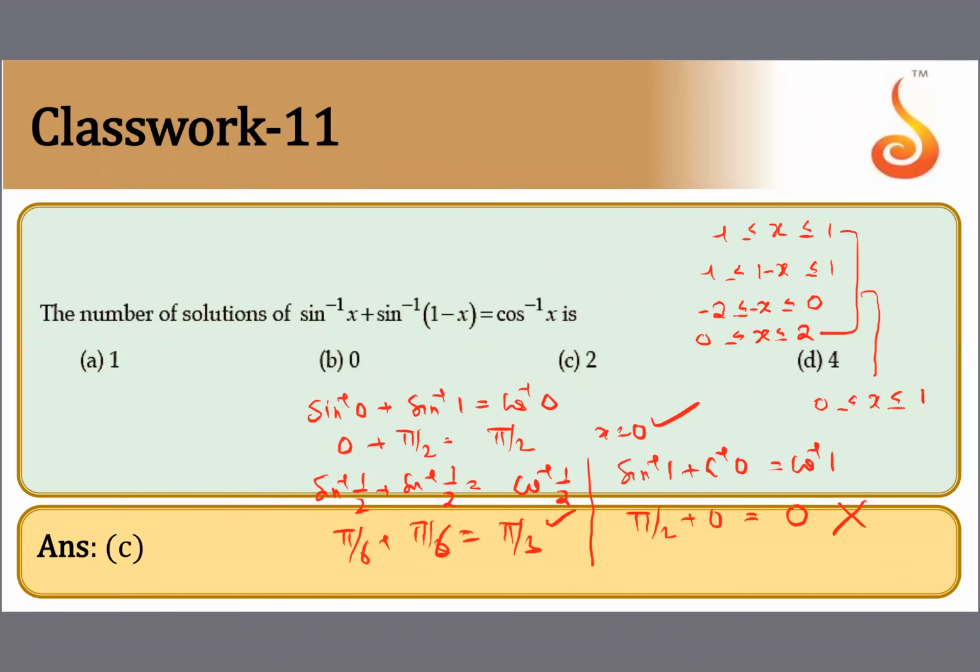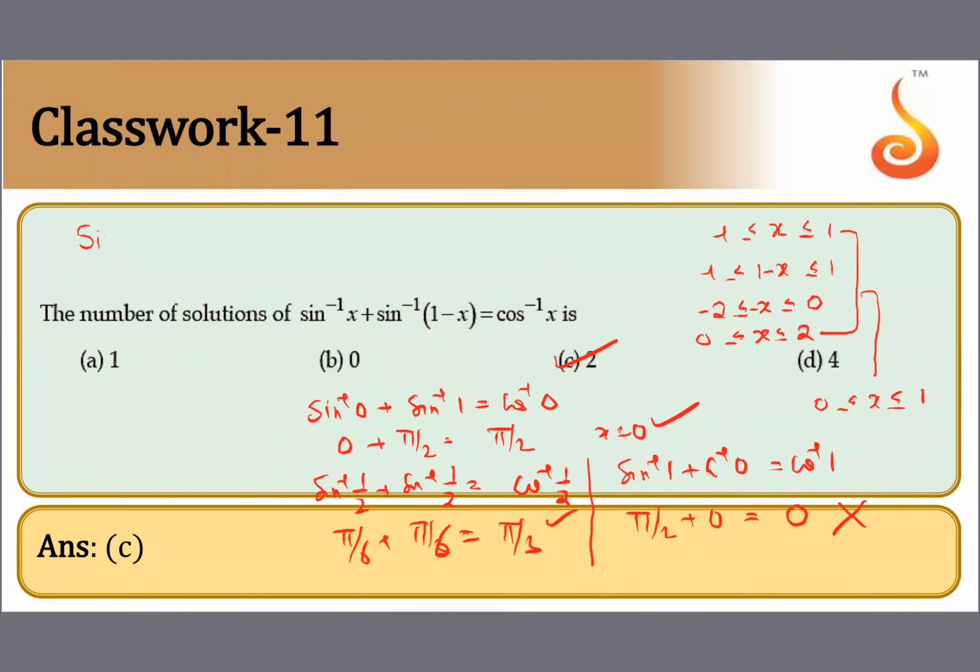Otherwise, by formula, it will take a lot of time. So you take the endpoints and the middle value because x and 1 minus x are there. So you have to take the middle value also. You have to cross-check because sine and cos differ by pi by 2. Sine inverse 0 is 0, na, because sine 0 is 0. What is the other method?